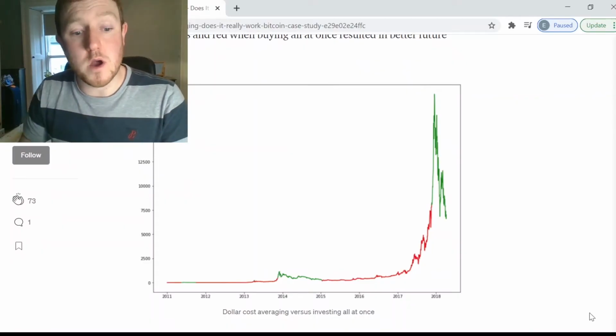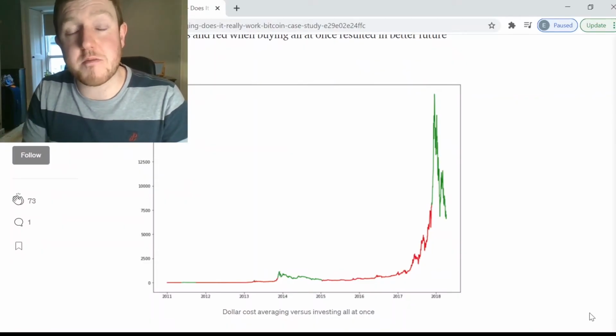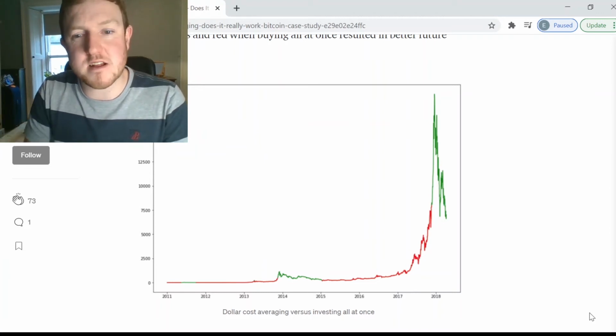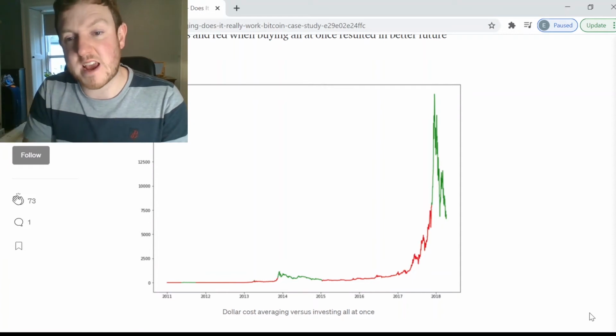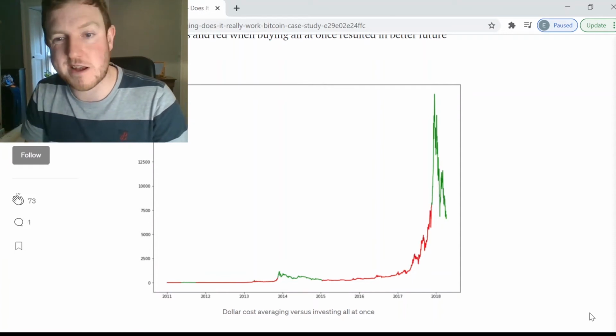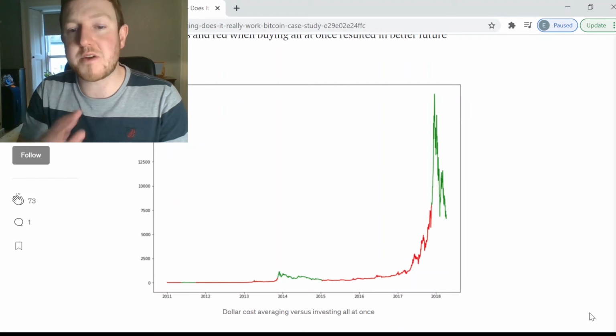Lastly, I just want to show you how dollar cost averaging as a strategy would have performed over the lifetime of Bitcoin. These statistics are coming from medium.com, and they only go up to the end of 2018, start of 2019. So it's not the whole picture here, but you get the idea.